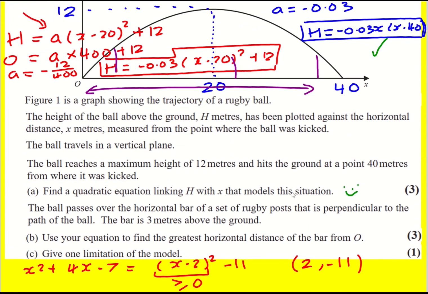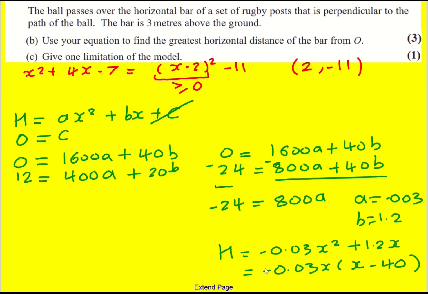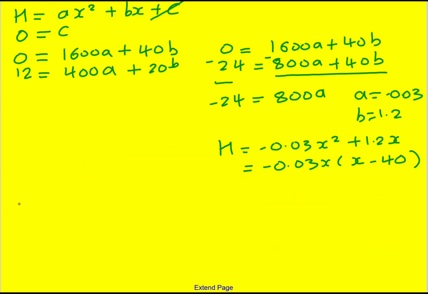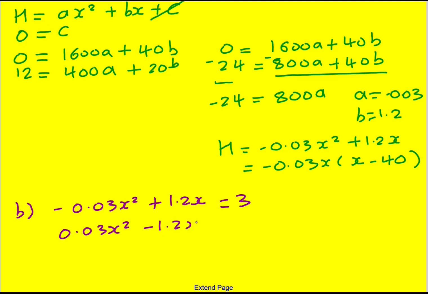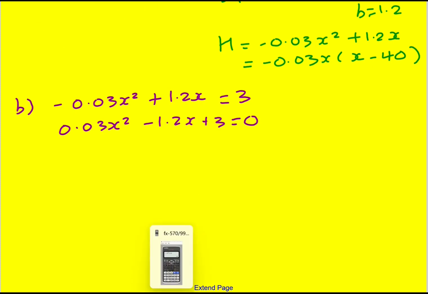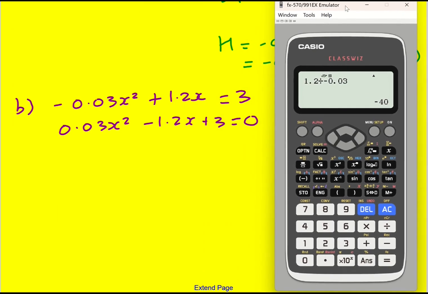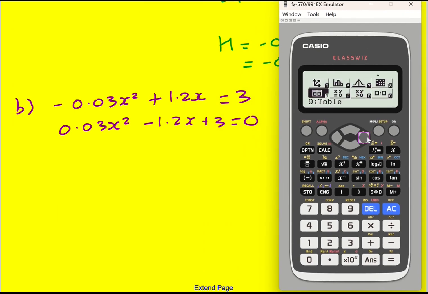So this is part B. I can say that minus 0.03x squared plus 1.2x, I'm just going to set it equal to 3. That will tell me the two positions where it is 3. I always like to make my x squared positive, so I'm going to add that term on, minus the 1.2x, add 3 equals 0, and we can use the quadratic formula. It's a modeling question. It doesn't say we can't use our calculator for whatever reason, so I definitely think just using the quadratic function is the best way to go.